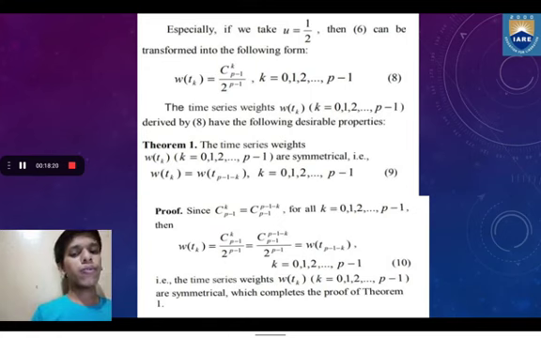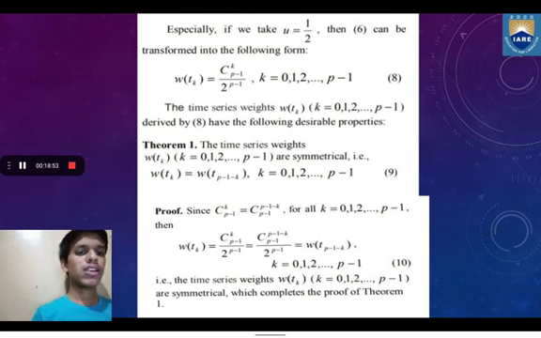So we are going to state four theorems regarding these time series weights. The first theorem says that the time series weights, that is w of tk, are symmetrical, that is w of tk is equal to w of t (p minus 1 minus k), as we have seen in the binomial distribution. It is similar to that. So w of tk is equal to w of t (p minus 1 minus k).